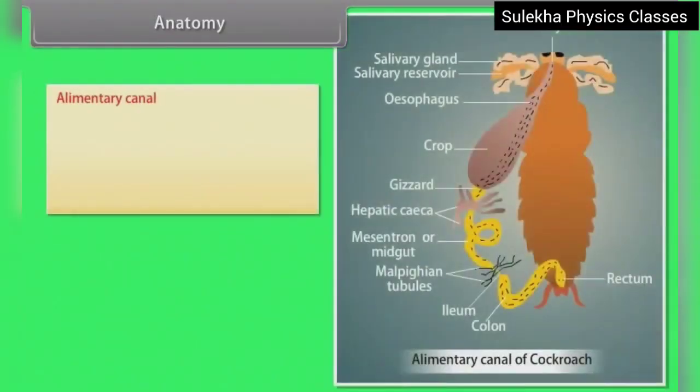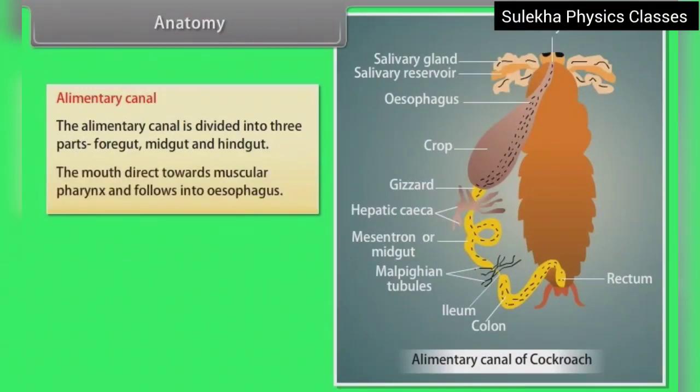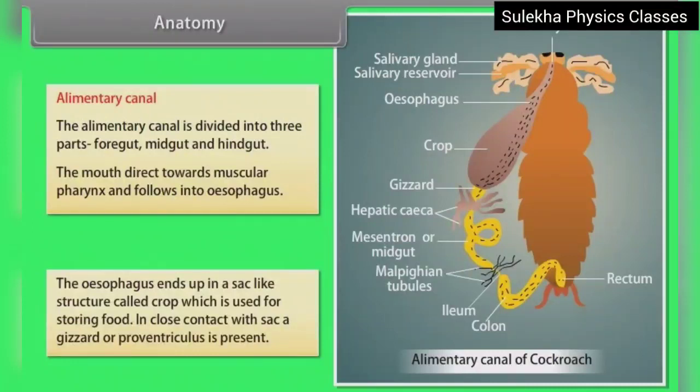Anatomy. Alimentary canal. The alimentary canal is divided into 3 parts: foregut, midgut, and hindgut. The mouth leads to a muscular pharynx, which is followed by the oesophagus. The oesophagus ends in a sac-like structure called the crop, which is used for storing food. In close contact with the crop, a gizzard or proventriculus is present.